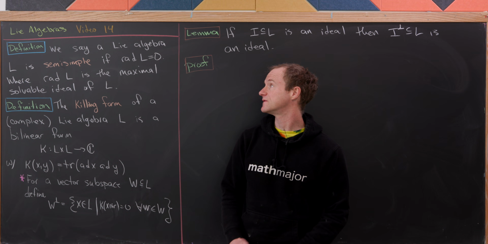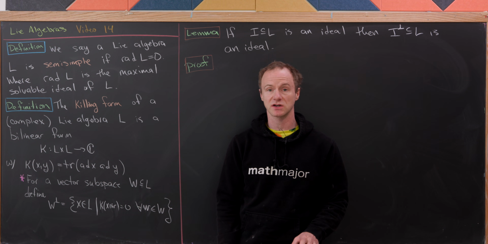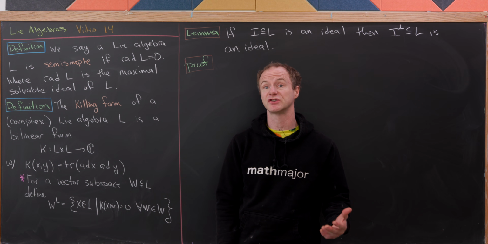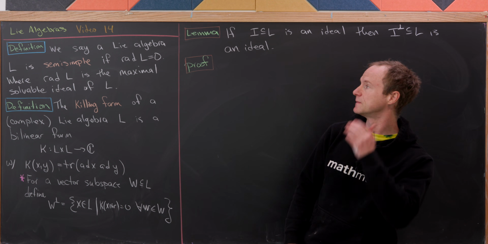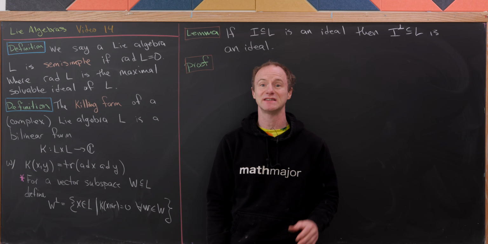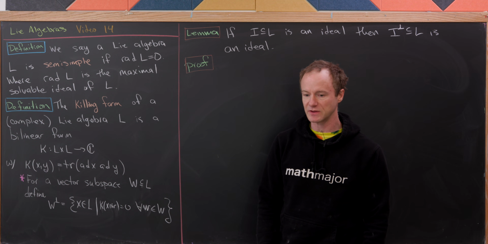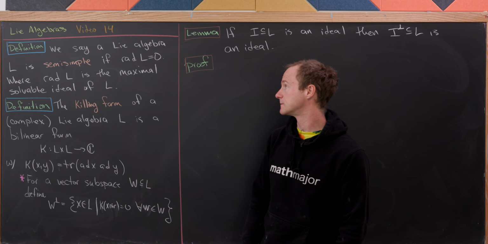This is the 14th video in our series on Lie algebras. In the previous video, we looked at Cartan's criteria for the solvability of a Lie algebra. And today we're going to look at Cartan's criteria for the semisimplicity of a Lie algebra. But let's recall a couple of definitions to get off the ground.